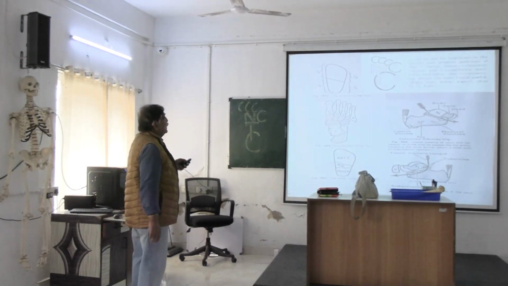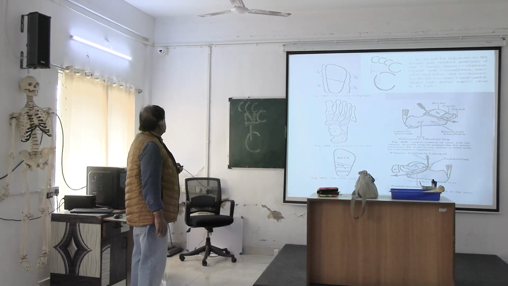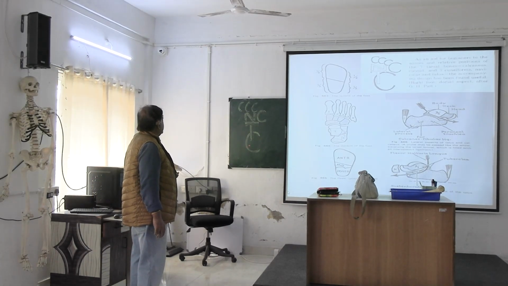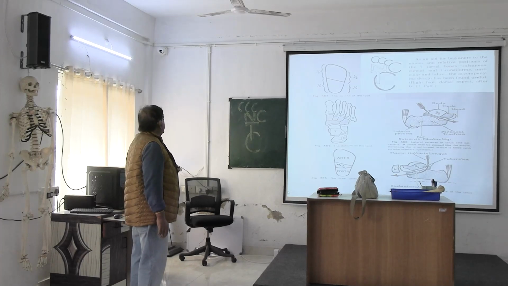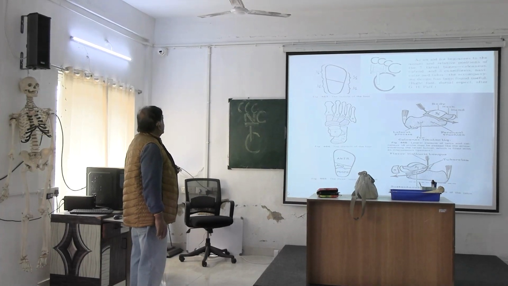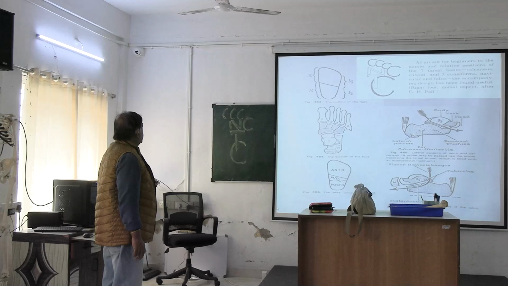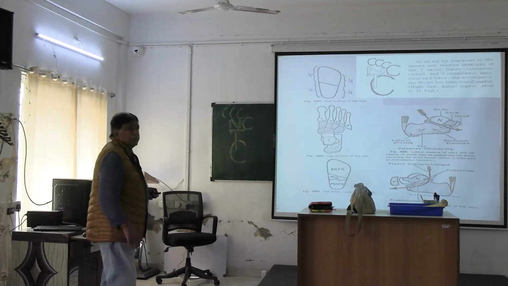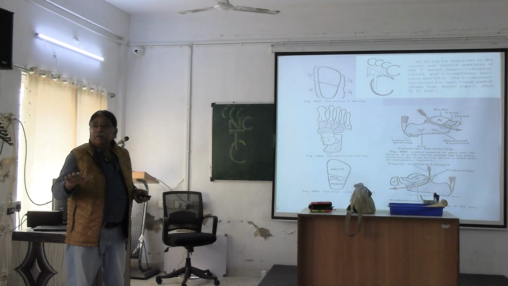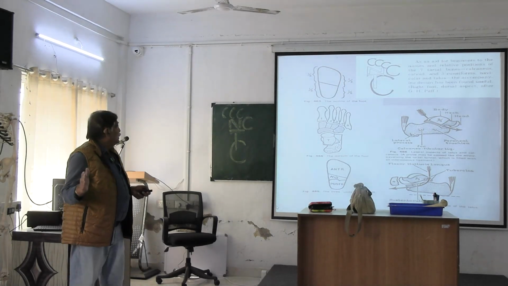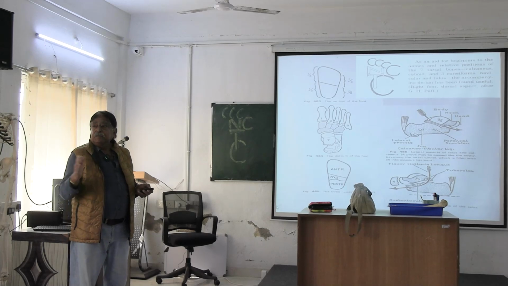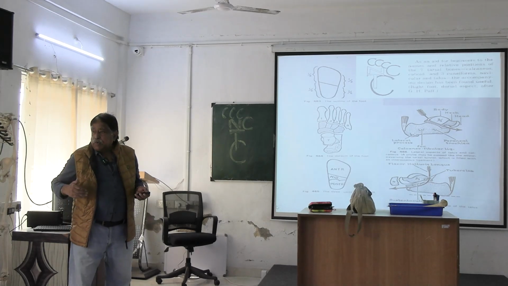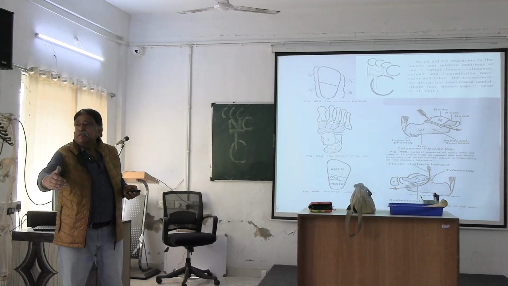Now you see, this is the dorsal aspect of the foot. Now, 3 cuneiforms, cuboid, navicular, talus, and this is the calcaneum. From medial to lateral. You say medial to lateral, from posterior to anterior.